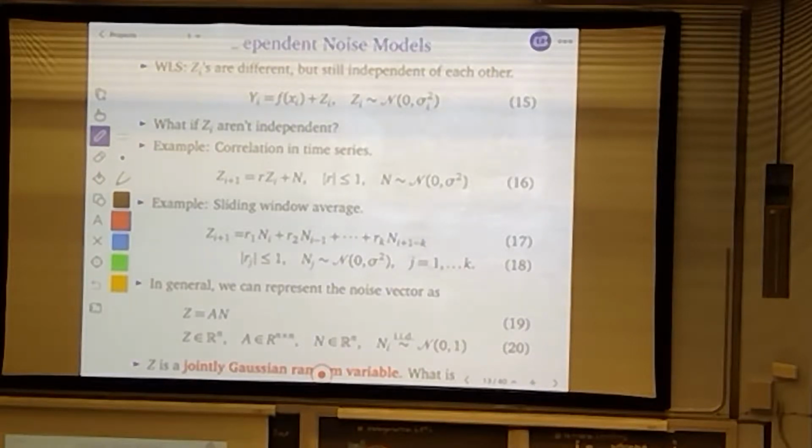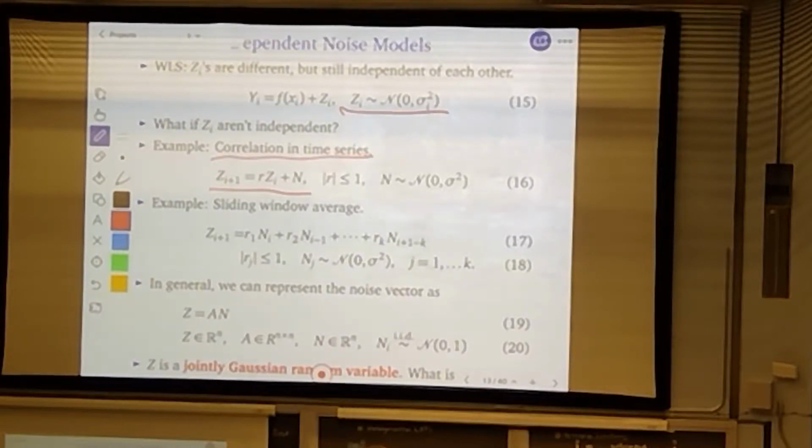So let's take this a step further. Instead of individual, still independent noises, we actually have dependent noises. When would we face such data, such noise models? For example, for time series, you have correlation in time series. This is just a very simple model.